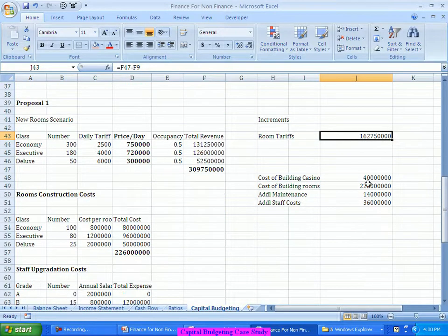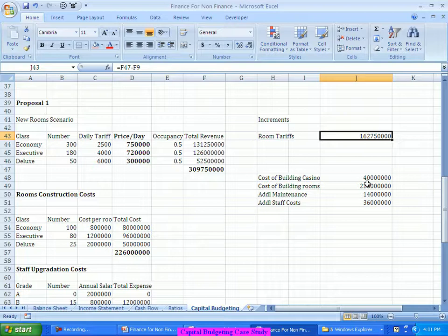Now let's look at the costs. There is no other extra benefit which I get through the proposal 1. Is there any other benefit I am getting? Only the room tariff is increased and nothing else. Or room occupancy is increased, number of rooms are increased, and nothing more than that. I am not getting anything more than that with proposal 1. Benefit wise, that is the only benefit with proposal 1.